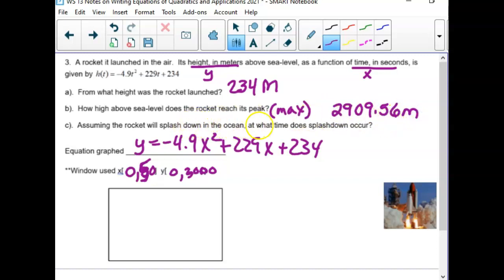Assuming the rocket will splash down in the ocean, what time does splashdown occur? What are we looking for there? Yep, the 0. And it's somewhere out around 50 or 60 seconds. I got 47.7. Did anybody get that? No? Yes? And mine ended up looking like this. Ooh, well, not exactly like that.